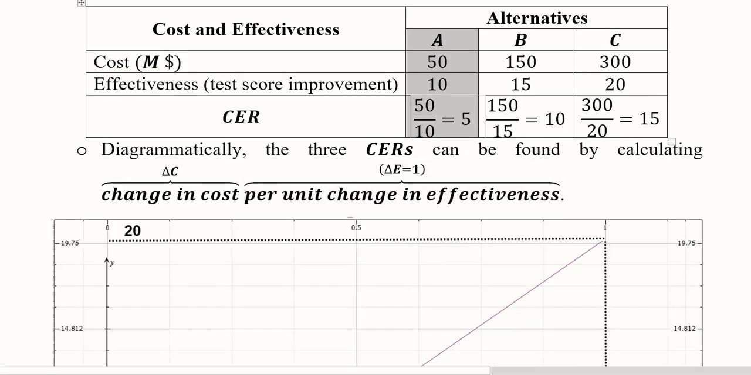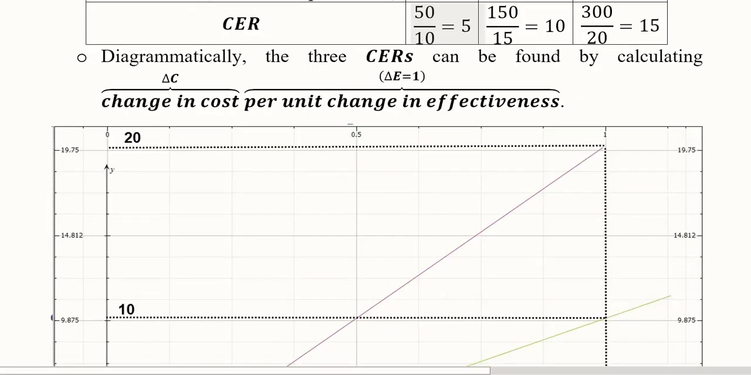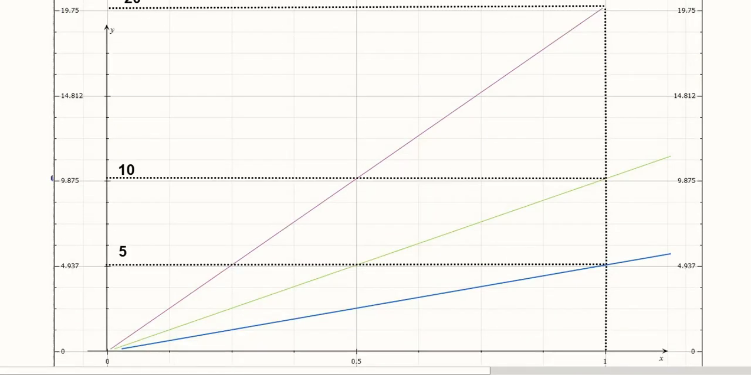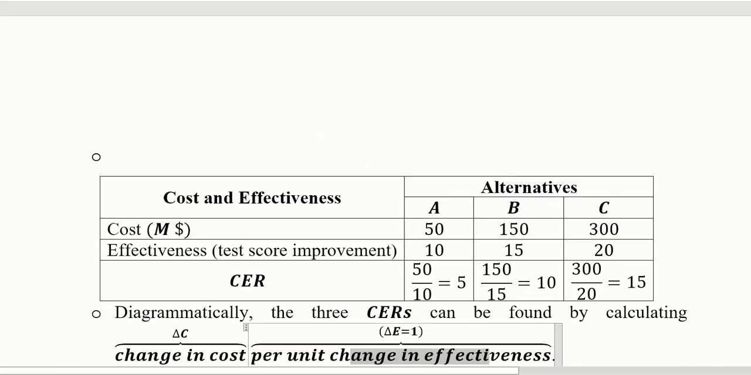Now we can make a graph of this in order to better understand it. We know that we are dealing with the change in cost and the change in effectiveness, and effectiveness is equal to 1. As you can see here, it is equal to 1. So this is the graph that will explain the situation.